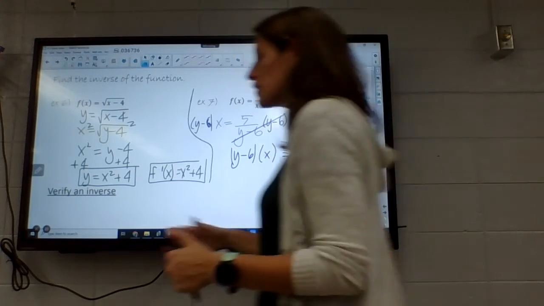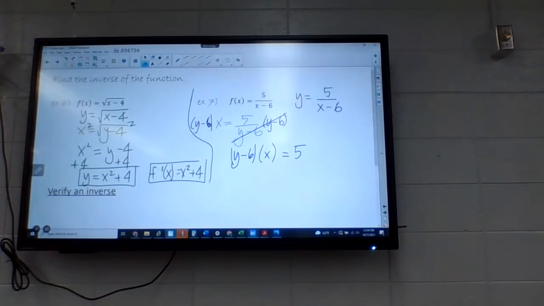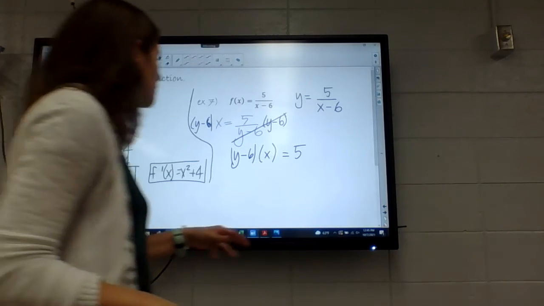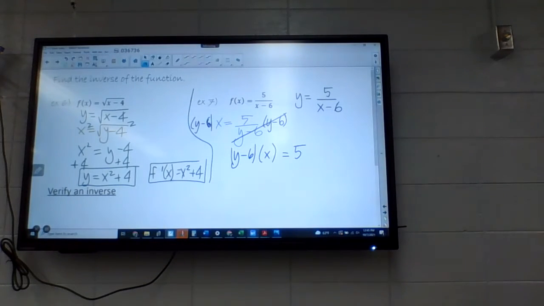Okay, I'm going to really quick show you, if you didn't notice that, another thing you could have done, which is essentially the same thing. It might be easier to see if you look at it as a proportion. It's the same thing, just written a little bit differently. But all right, what are we going to do next?